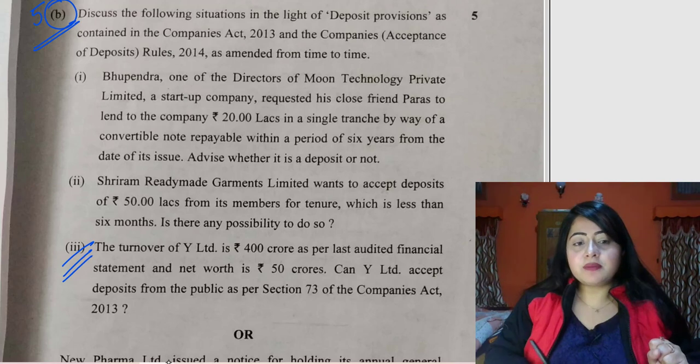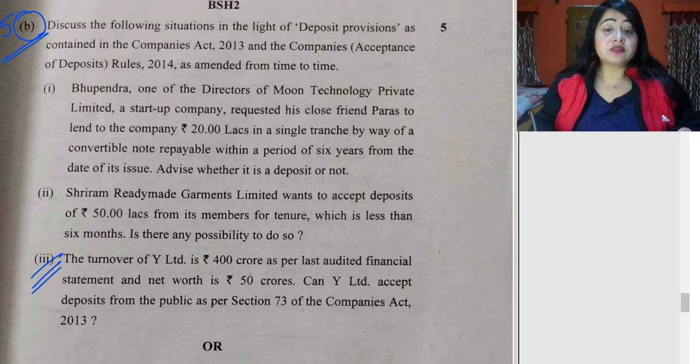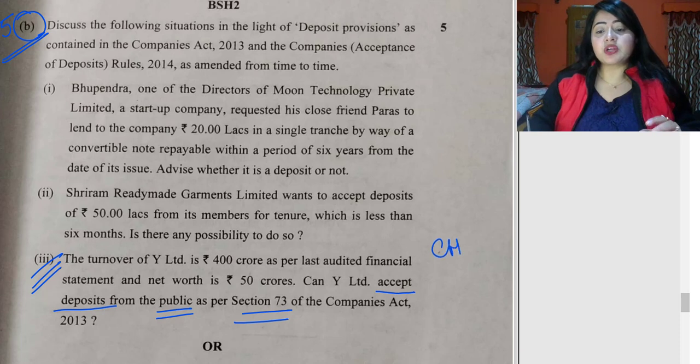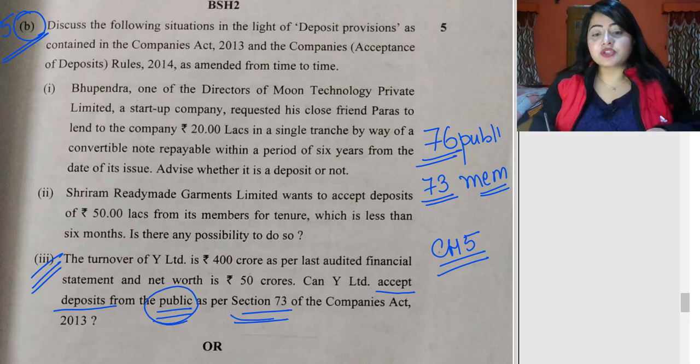Now in the third part of this question, there is a small error. The question asked is, how much amount can be accepted as deposits from public under section 73 of the Companies Act? If you're very clear with the chapter relating to deposits, which is chapter number 5, then you will know that section number 76 deals with deposits from the public, and section number 73 deals with deposits from the members. However, here the question is, how much amount can be accepted as deposits from the public under section 73?